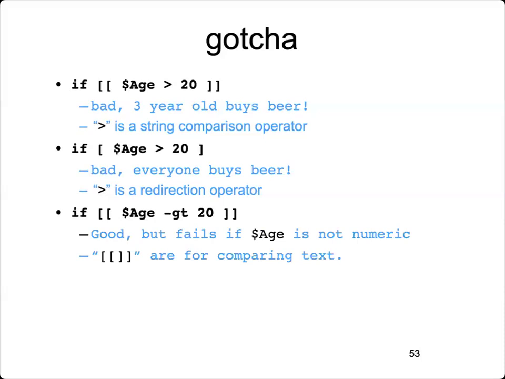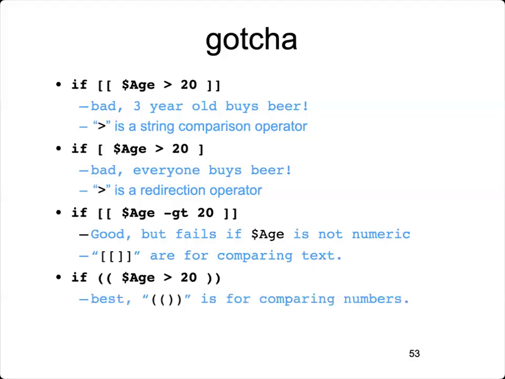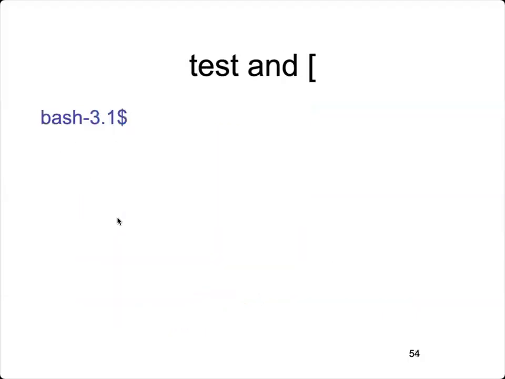And the double square brackets, they're for comparing text. So just use the double parens if you're comparing numeric. And it's good because it's specifically for comparing numbers. And the $ on age is optional, but I never drop it just for consistency. The other thing I'll add is that where these are good is if you need to mix numeric and string comparison, and the square brackets become good.